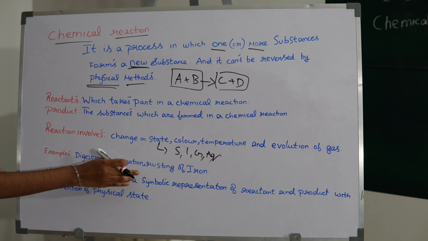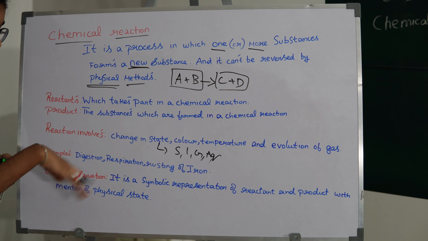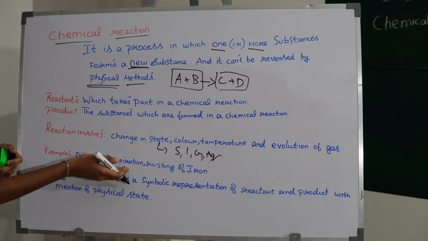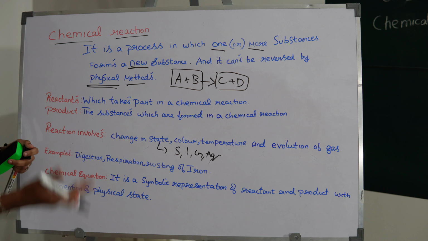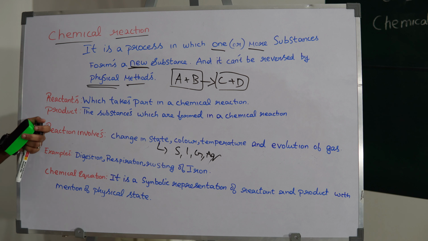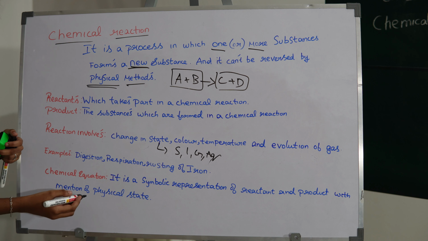Next is examples. These are examples which are happening in our daily life: digestion, respiration, rusting of iron. So when the iron is kept in moisture and oxygen gets involved in the reaction, a chemical reaction takes place.